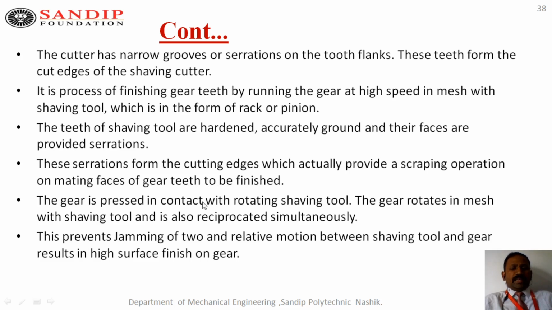Now the gear is pressed in contact with the rotating shaving tool. That pressure is also required because the shaving tool also reciprocates simultaneously. This prevents jamming of the two, and relative motion between the shaving tool and gear results in a high surface finish on the gears.